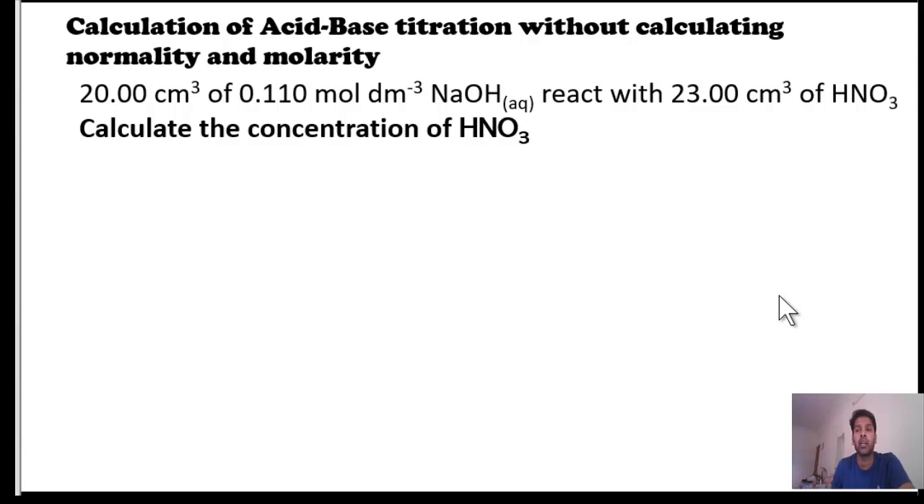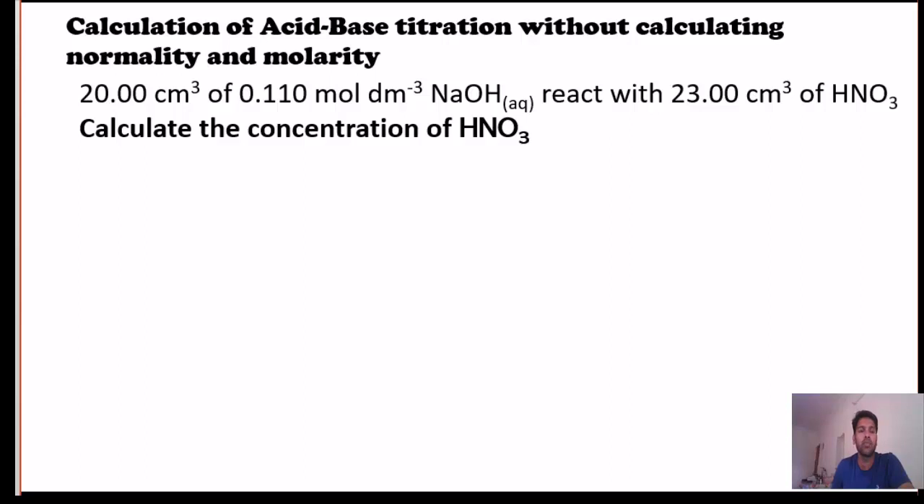So to understand the amount of substance in moles in a titration, let us take one example. Let us take an example of a simple acid-base titration of nitric acid and sodium hydroxide. Suppose 20 centimeter cube of sodium hydroxide of the concentration 0.110 moles per dm cube reacts with 23 centimeter cube of nitric acid. We'll try to understand the amount of nitric acid used in this titration in terms of moles, and from that we'll try to understand the concentration of nitric acid.